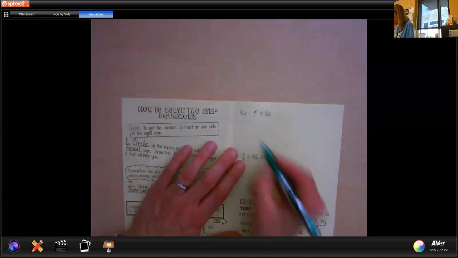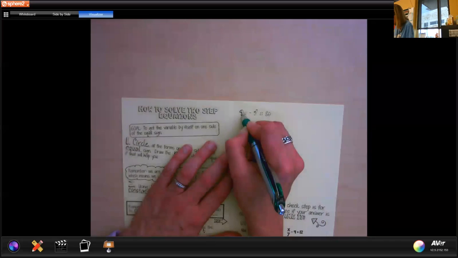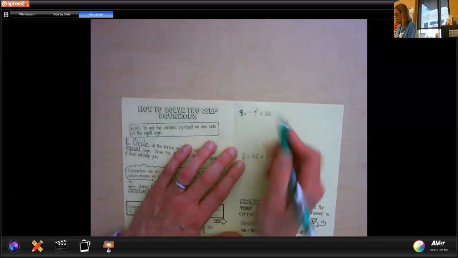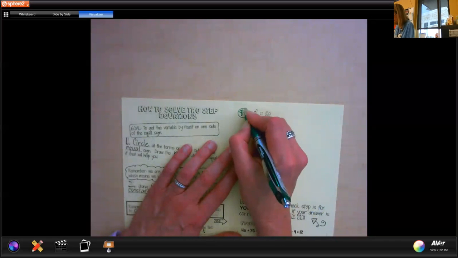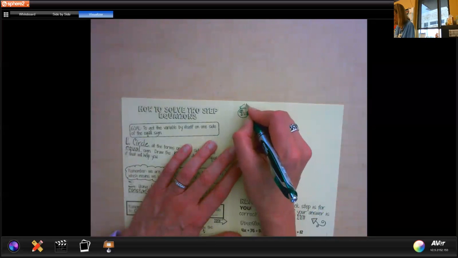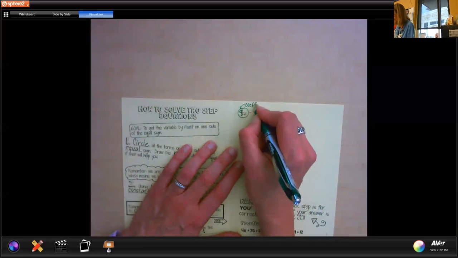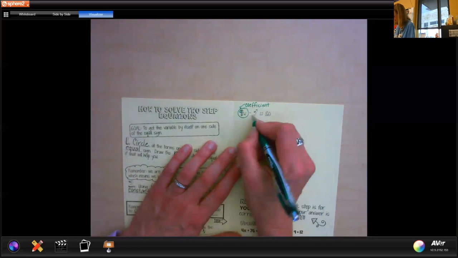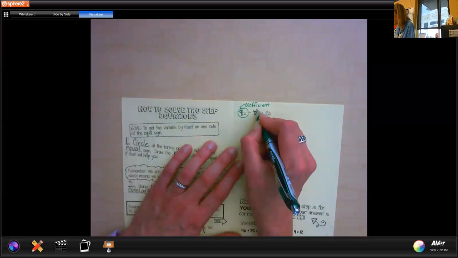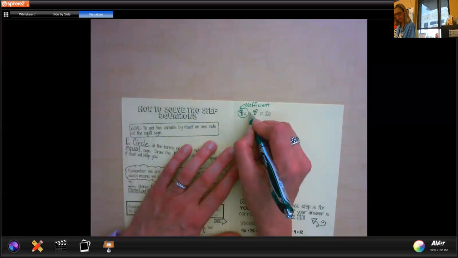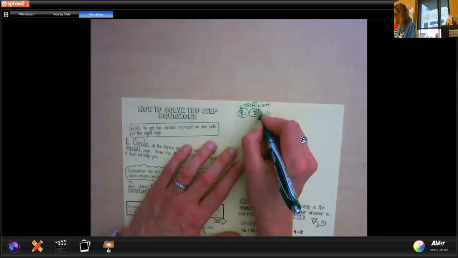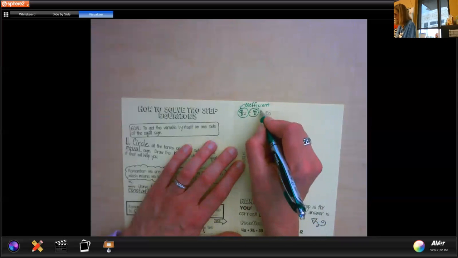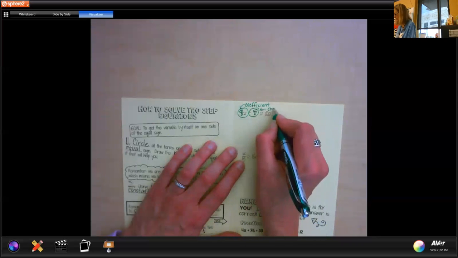9x minus 7 equals 20. This 9 that is in front of the variable x is the coefficient of x. The 7 that is by itself without the x, and with that minus sign in front of it, that goes with the 7. That makes it a -7. That is our constant.